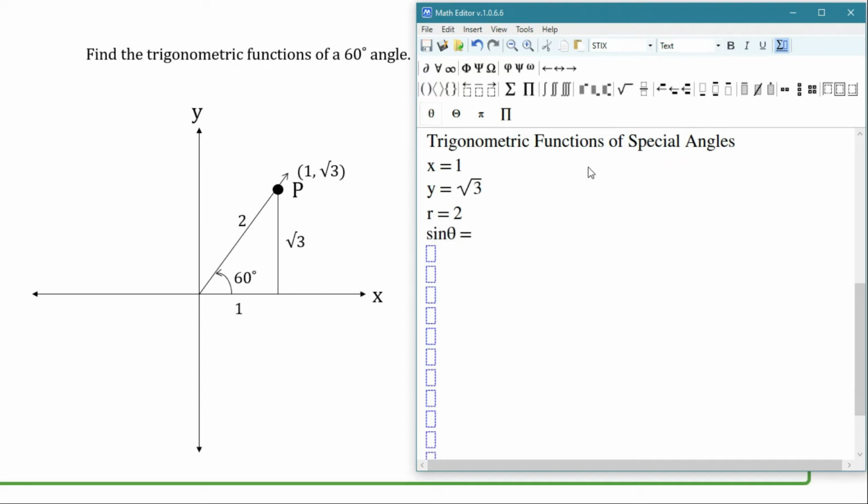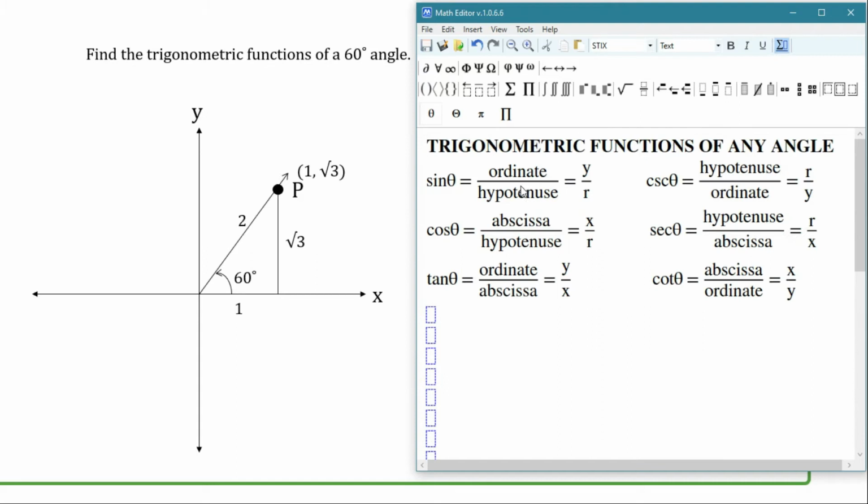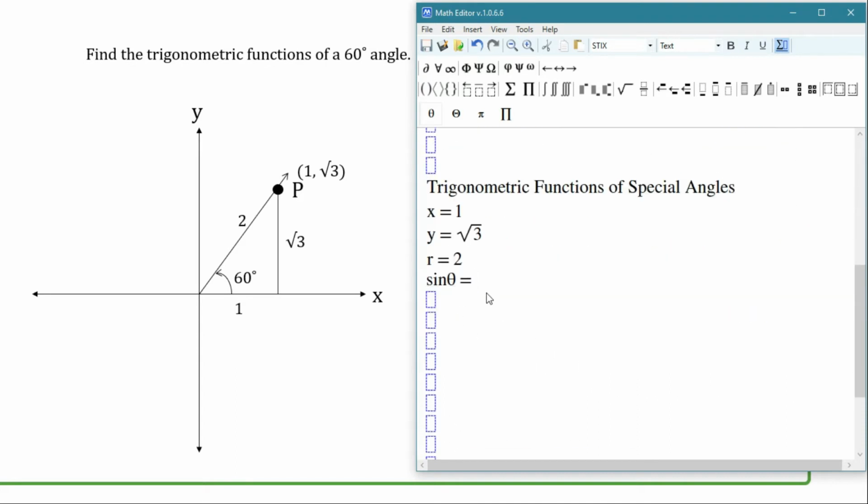So sine theta, as we all know, is ordinate over hypotenuse. Meaning to say, the ordinate is square root of 3 and the hypotenuse is 2, meaning sine theta would be equivalent to what? To square root of 3 over 2. Okay, so that will be our first trigonometric function.